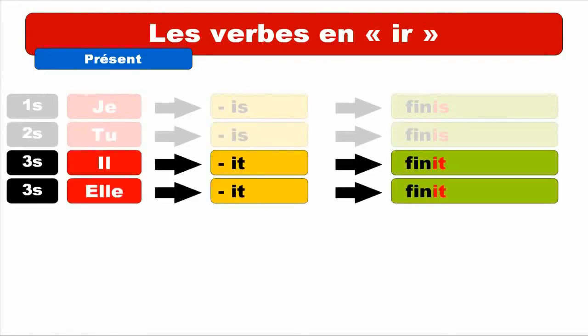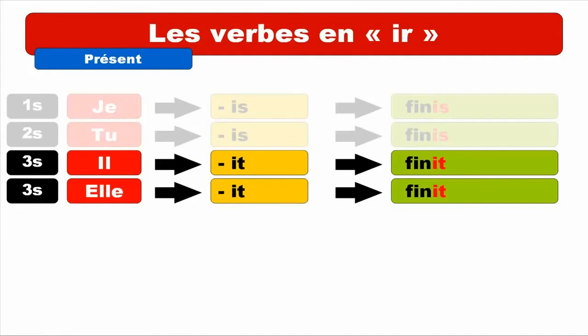Third person, for il and elle, so still in the singular, you get T. The pronunciation is still the same, and it's il finit. Repeat. Il finit. And then elle finit. Repeat. Elle finit. So you can see that for je, tu, il, and elle, it's actually the same form you pronounce, but you write them differently. For je, it's S, tu, S, il, elle, T.